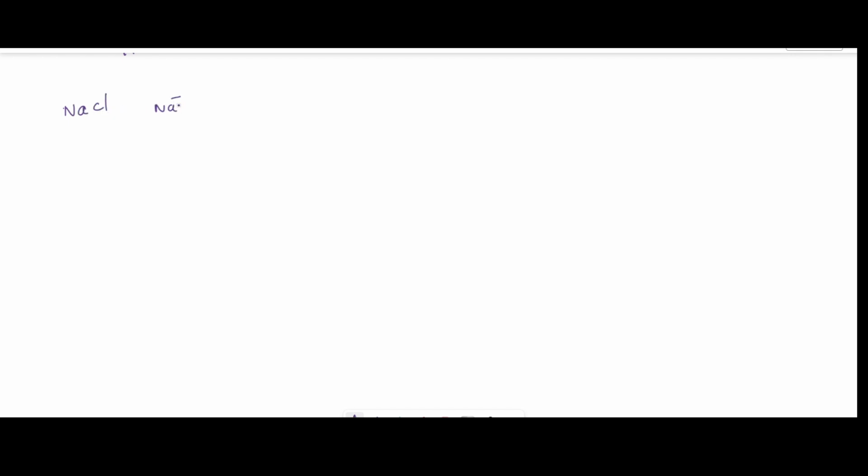How is it dissociated? Na+ and Cl-. Here the total charge is +1 or -1, only 1. So the molecular mass of NaCl is divided by 1 only: 58.44 by 1 only. Okay.